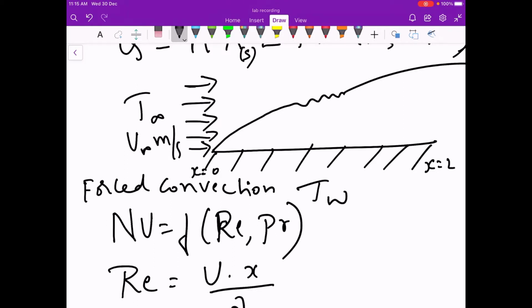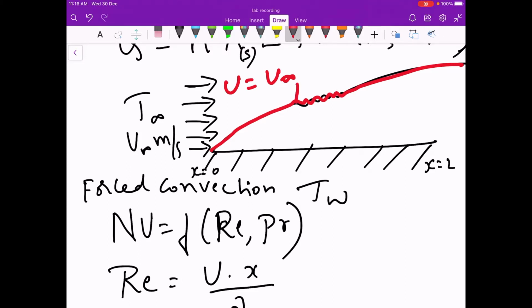This is the boundary layer, whatever I have written here. Let me make it with the red color. This is what the boundary layer is. Away from the boundary layer, the velocity will be equal to U infinity. Inside the boundary layer the velocity varies: it will be 0 at the wall, and maximum, that is 99.99% of U infinity, at the boundary layer edge. Away from the boundary layer, U equals U infinity.